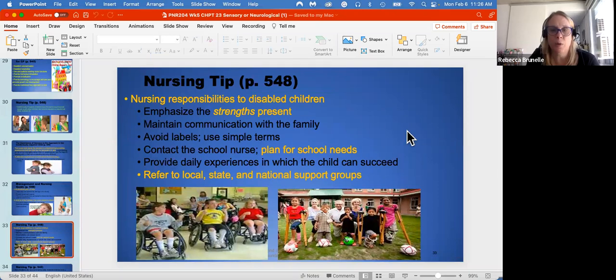So always emphasize the child's strengths and not focus on their weaknesses. Don't use stereotypes or generalized terms. Make sure you're involved with the school nurse. There's also lots of support groups, et cetera. All these things are things that you should be really focusing on, the kids that have either physical or intellectual disabilities.